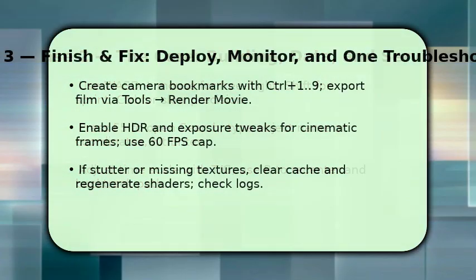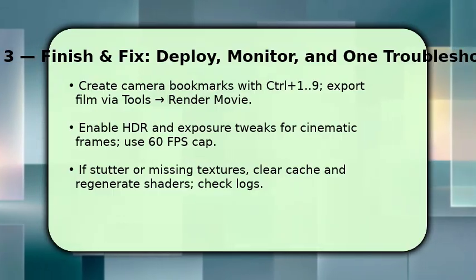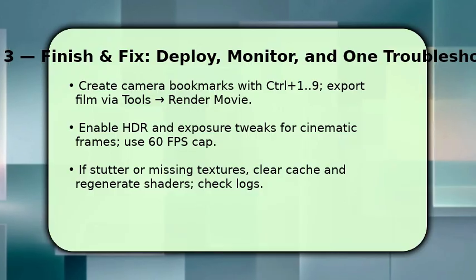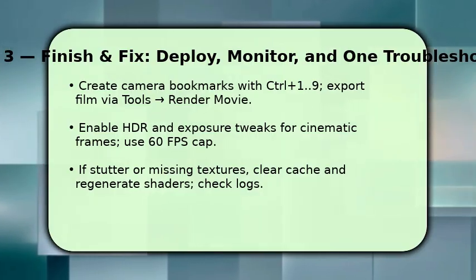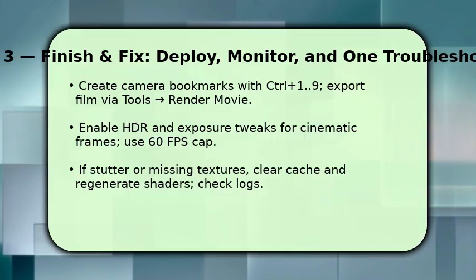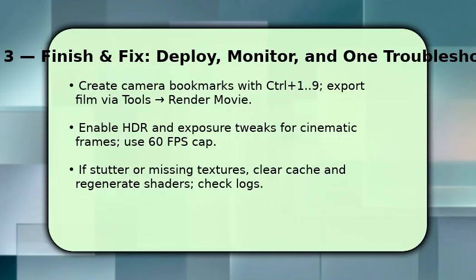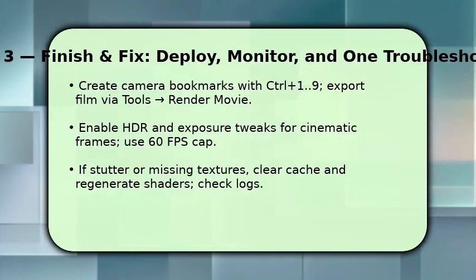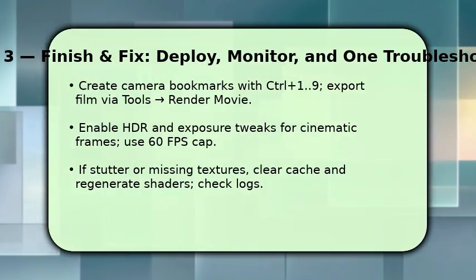You finish by setting up captures and final tuning. Create camera bookmarks with Control plus a digit, and use Tools, Render Movie to export footage. Set a 60 FPS cap for smooth results. Adjust HDR and exposure to get cinematic contrast, and tweak FOV for framing.